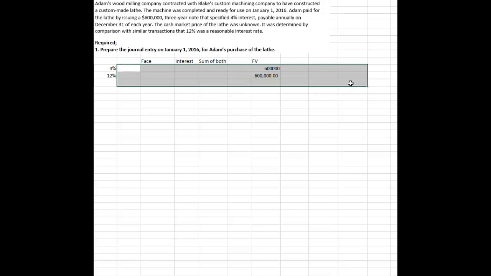Okay, so the present value is the sum of both cash flows. We have to figure out the present value of the face amount and the present value of the interest payments. So let's set it up like this. We know that the future value of the face amount is 600,000. Let me just format all of these quickly, otherwise it's going to be somewhat confusing.